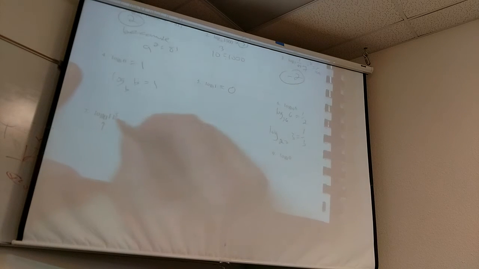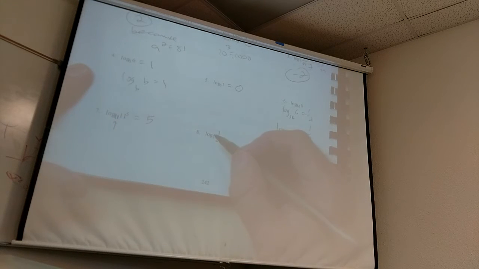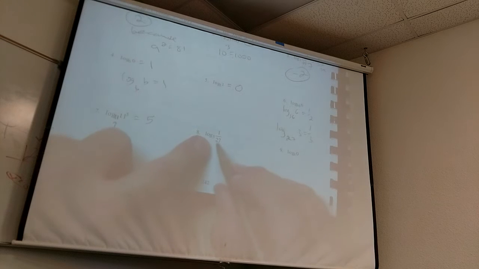All right, here, this one. 5. Yeah, this is one of those silly ones. What do you raise 11 to make it 11 to the 5th? Well, 5. Holy shit. And then this one. What about this one? -3. Yeah, you got to raise 3 to the third to make it 27 and negative to make it flip.